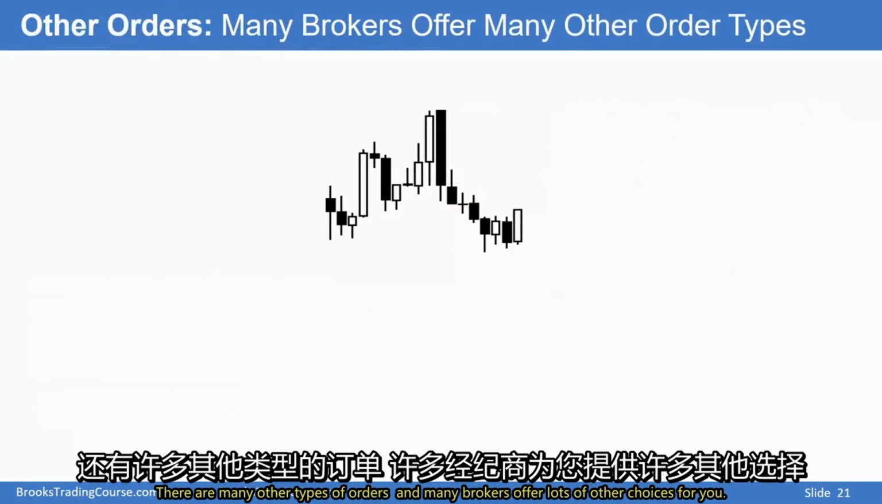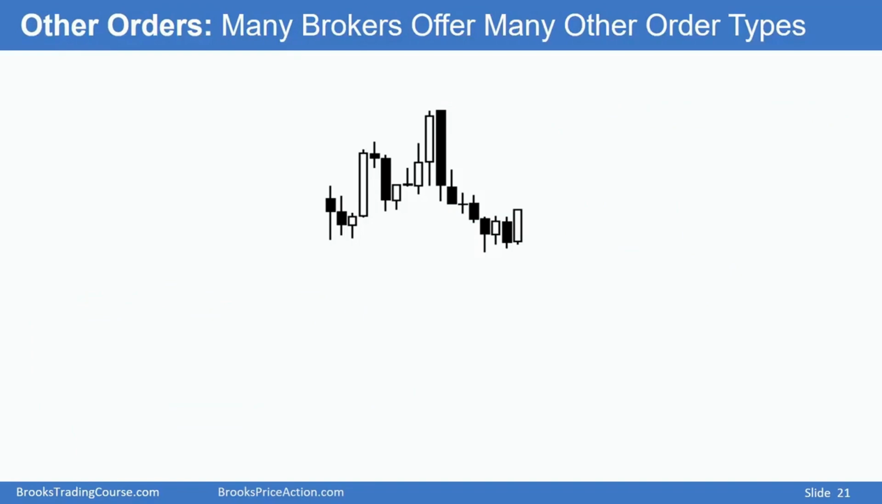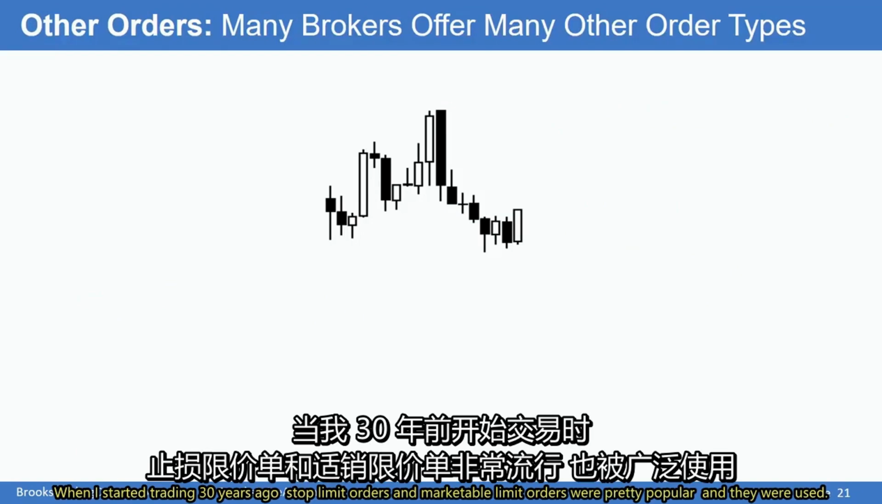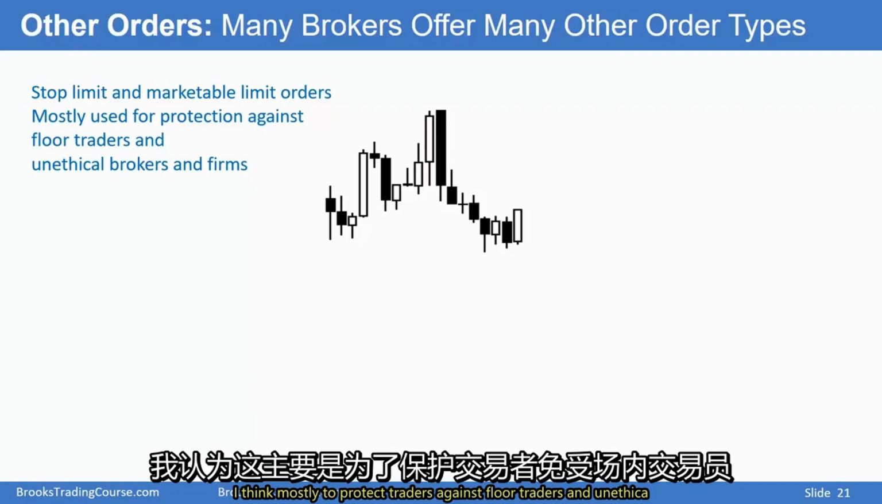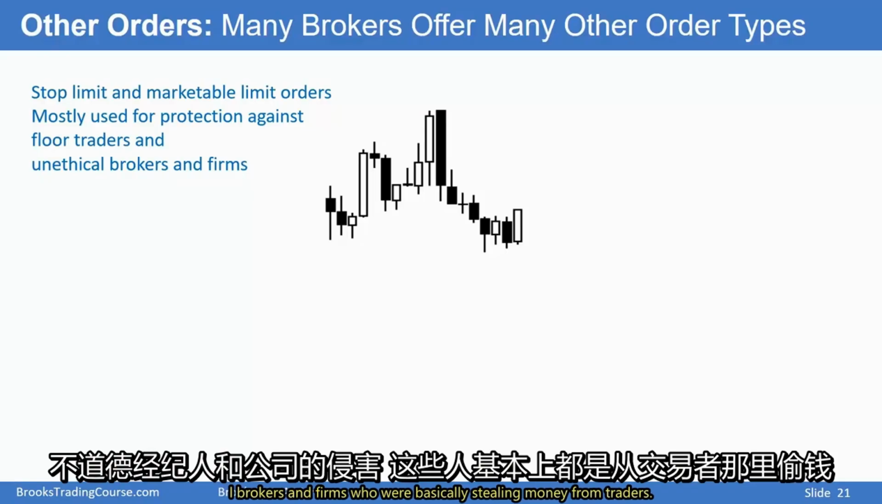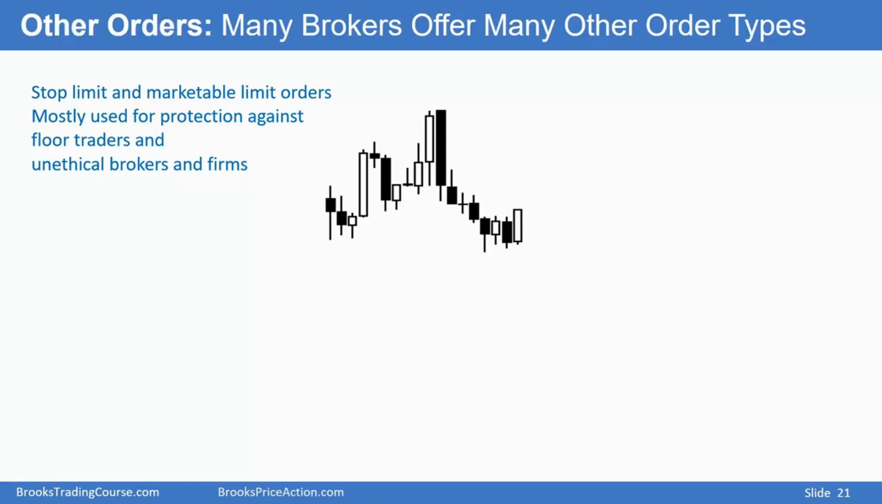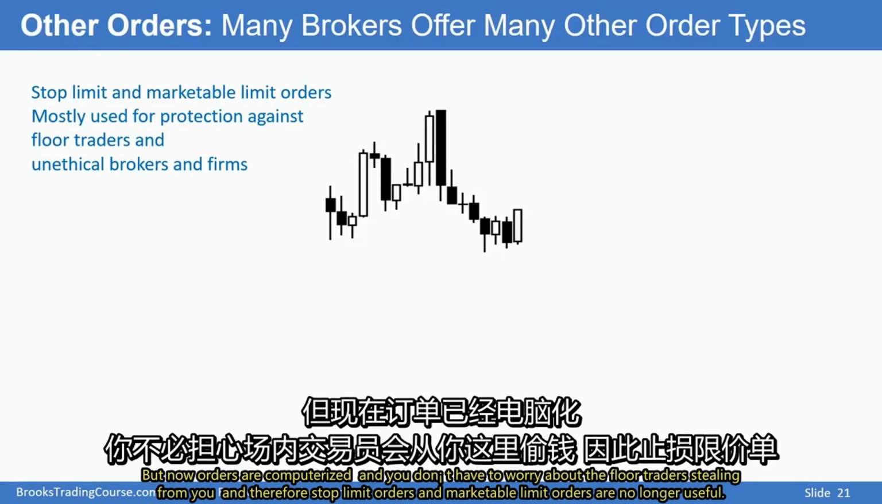There are many other types of orders, and many brokers offer lots of other choices for you. When I started trading 30 years ago, stop limit orders and marketable limit orders were pretty popular, and they were used, I think, mostly to protect traders against floor traders and unethical brokers and firms who were basically stealing money from traders.